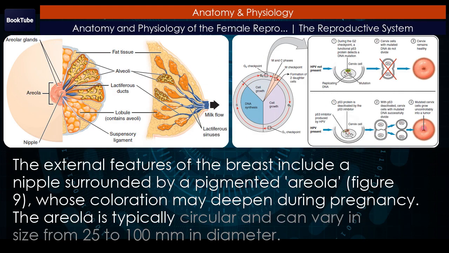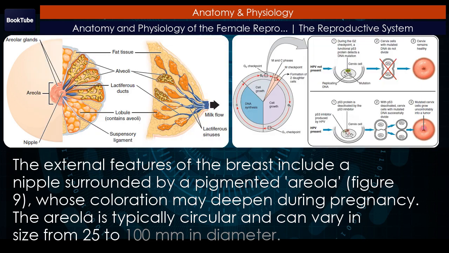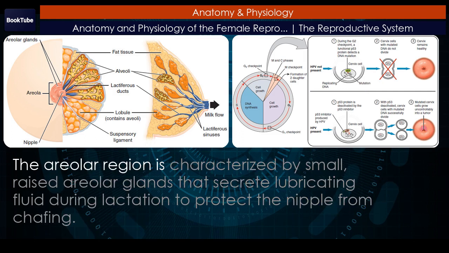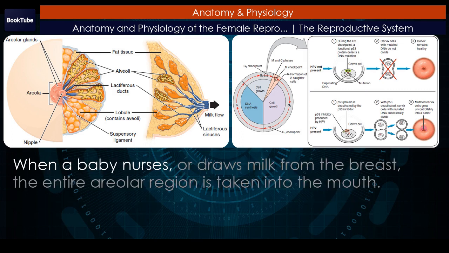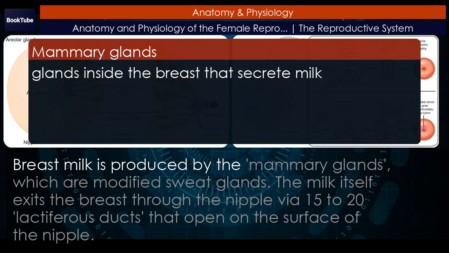The areola is typically circular and can vary in size from 25 to 100 mm in diameter. The areolar region is characterized by small, raised areolar glands that secrete lubricating fluid during lactation to protect the nipple from chafing. When a baby nurses or draws milk from the breast, the entire areolar region is taken into the mouth. Breast milk is produced by the mammary glands, which are modified sweat glands.